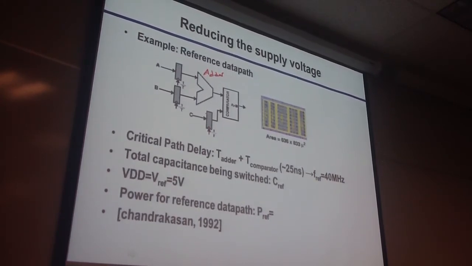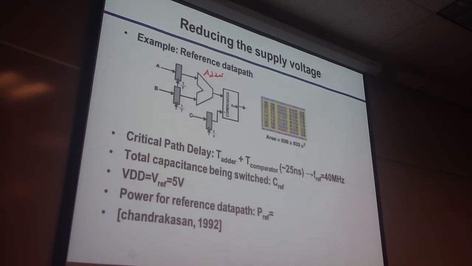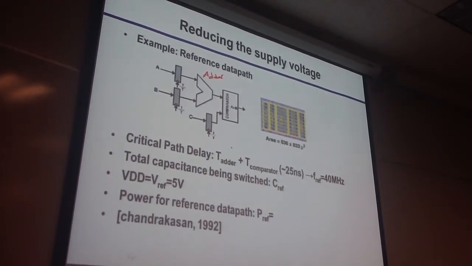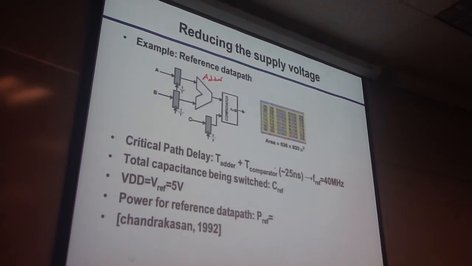So you're doing a simple data path. You're basically sampling the bits A and B, which are 8-bit wide, adding them, and then comparing them to find out which one is larger. This is the layout of this data path. This is fabricated in the technology, and then your adder delay plus your comparator delay is about 25 nanoseconds. So this can run at roughly 40 megahertz.